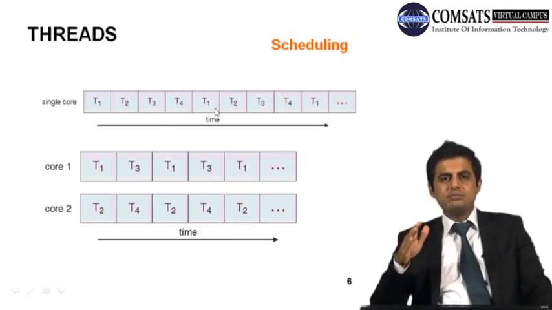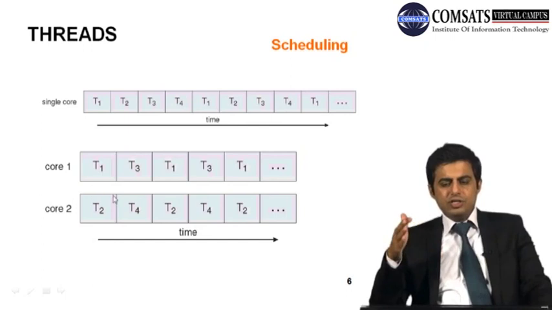Then it starts again from T1 and it goes to T4. But if you have got a multi-core system, then you can distribute its time between two cores or between two threads.